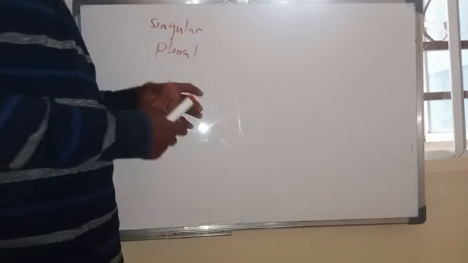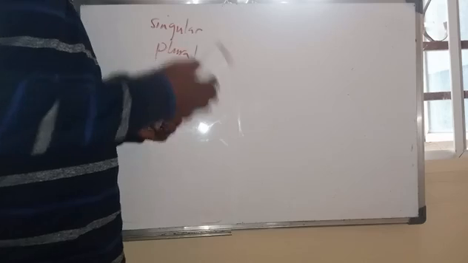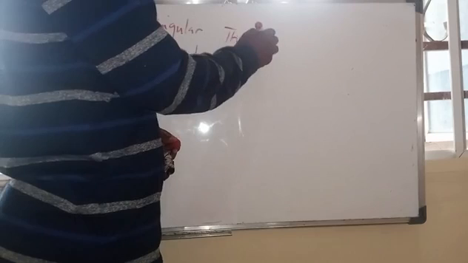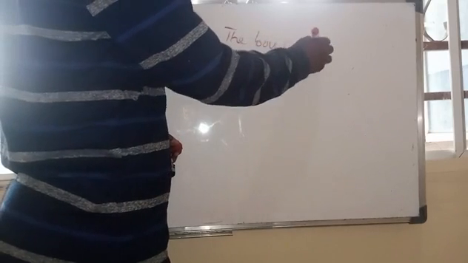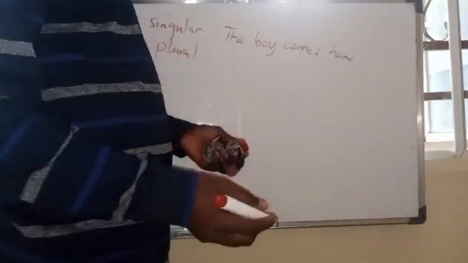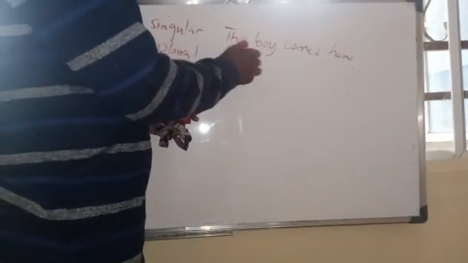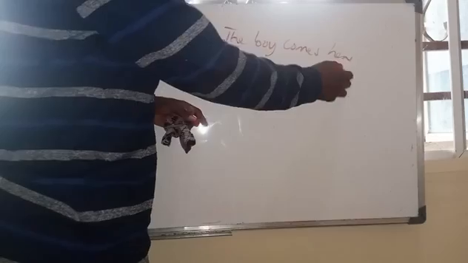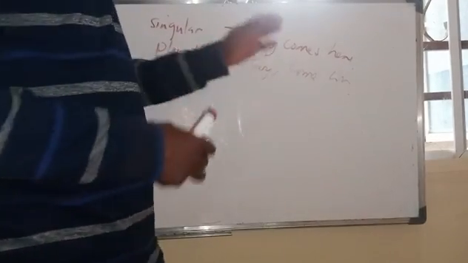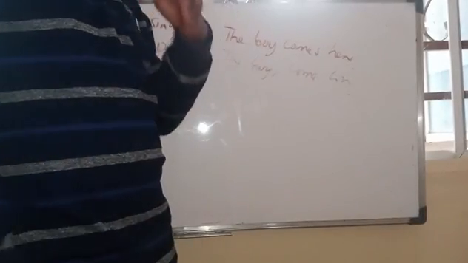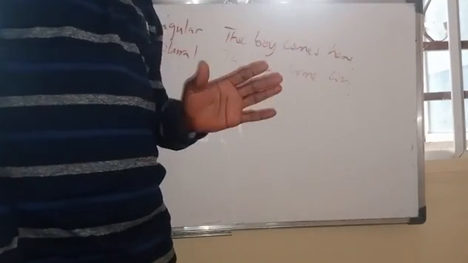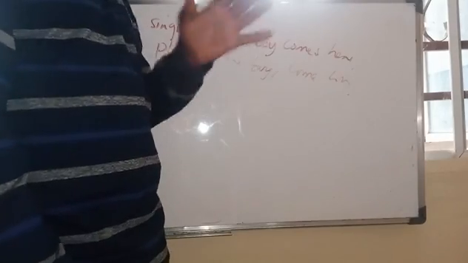Like when you have a boy, then you have boys. So you can say, the boy comes here every day. Then when it becomes the boys, they come here every day. So the verb and the subject must agree in the sense that when the subject is singular, the verb should be singular. When the subject is plural, the verb should be plural.